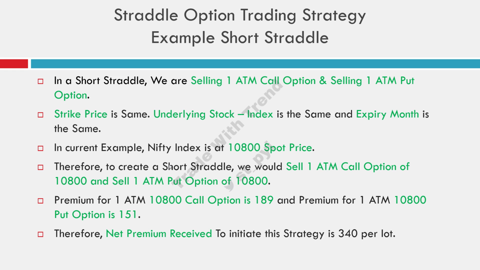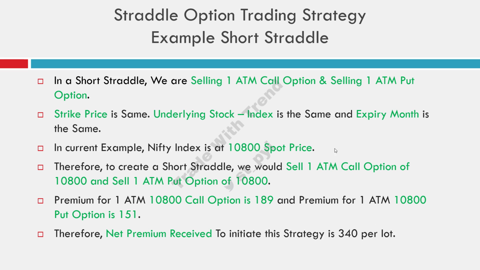Therefore, to create a short straddle when Nifty index is at 10,800, we would sell one at the money call option of 10,800 strike price and sell one at the money put option of 10,800 strike price. Now premium, if you recollect, for one at the money 10,800 call option was 189, and premium for one at the money 10,800 put option was 151. Therefore, the net premium that we receive to initiate this particular strategy is rupees 340 per lot.